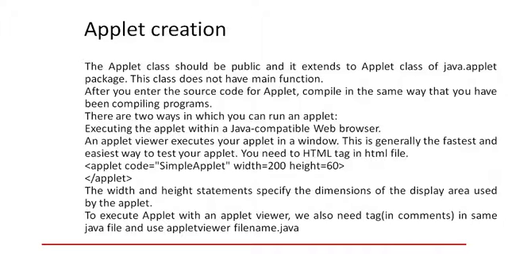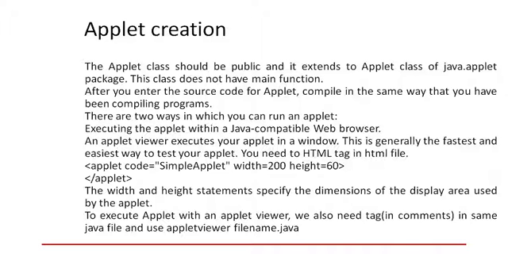There are two ways in which you can run the applet. Execute the applet from a browser. In this way, you need to give an HTML tag. As I mentioned in the slide, applet code is equal to the applet name, with width and height for the applet. You can also use the appletviewer tool to show the applet. We also need the tag in comments in the appletviewer case as well.